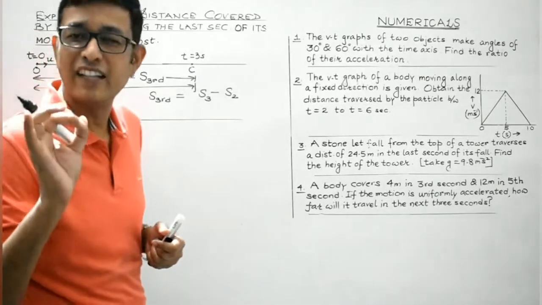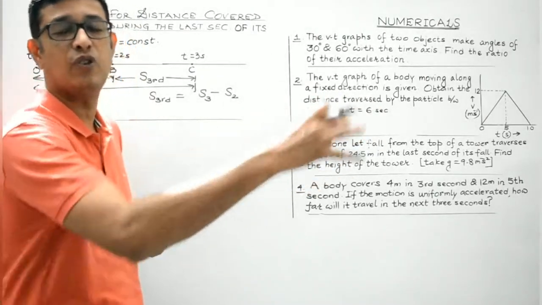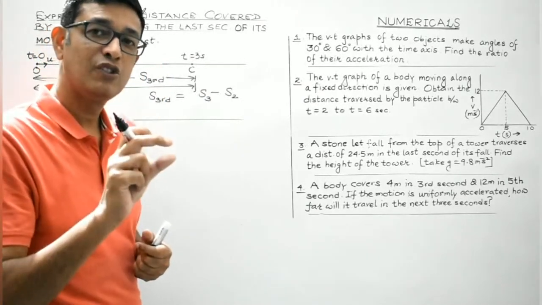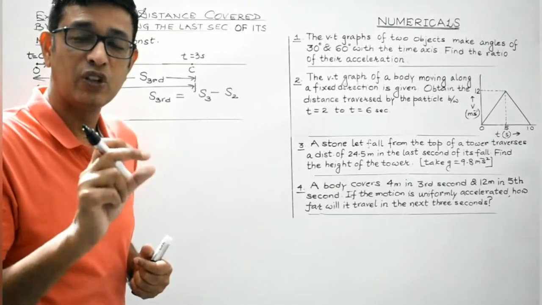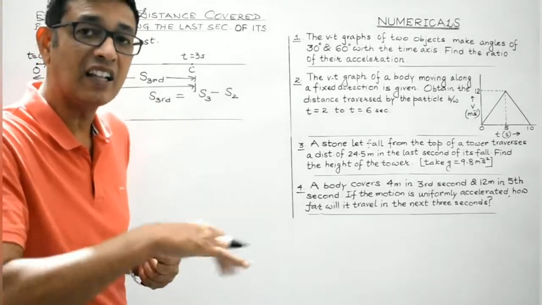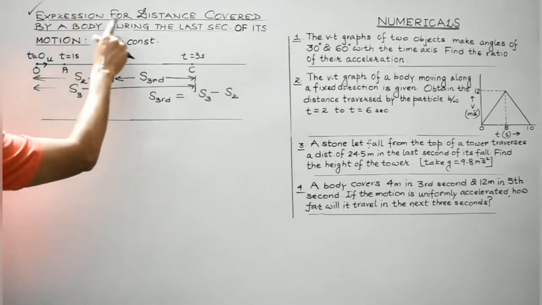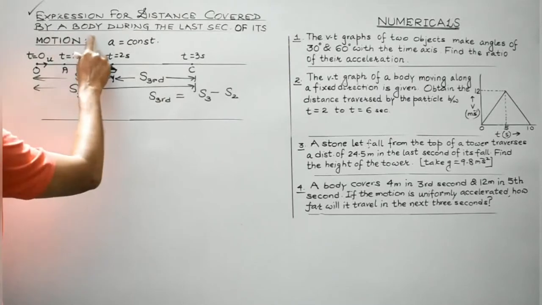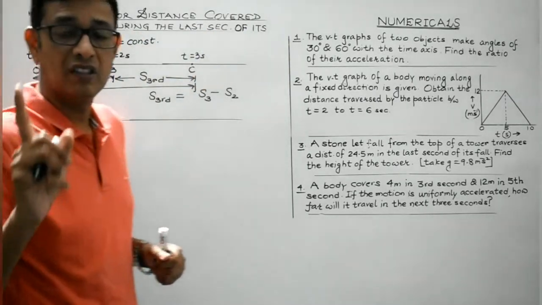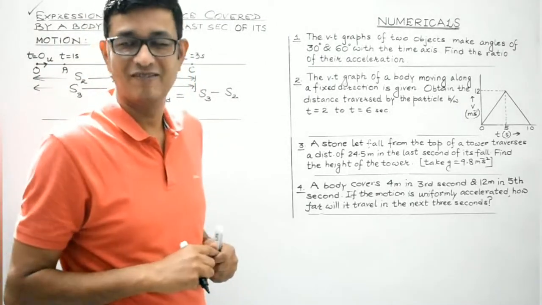Nth second is the time taken by the body to complete a certain distance when it is moving uniformly accelerated, right? So our objective will be to find out the distance covered by the body during the nth second of its motion. Nth second, that is the last second of its motion. So that is our objective. Expression for the distance covered by a body during the last second of its motion. And remember students, here we are considering the body to be having uniformly accelerated motion, right?